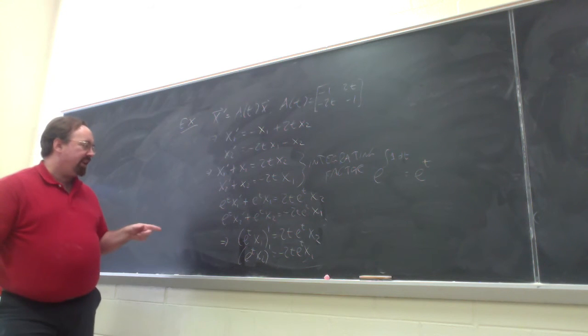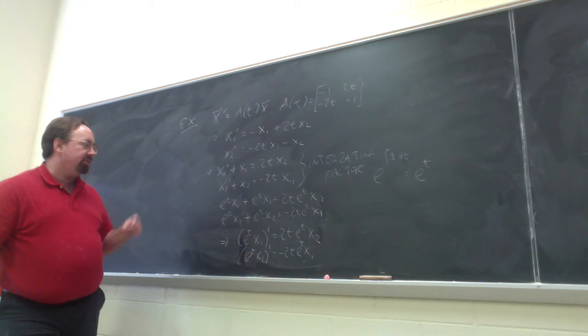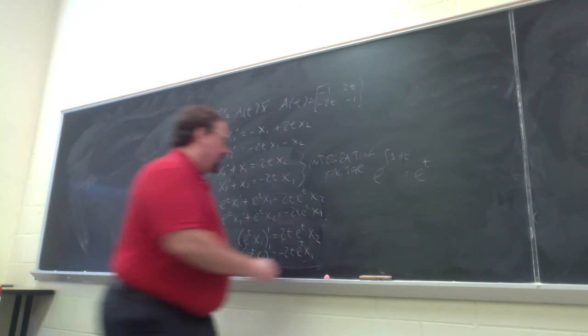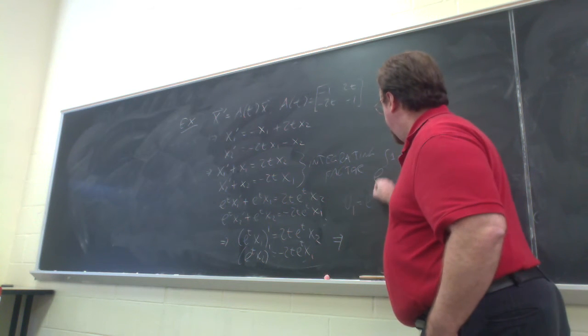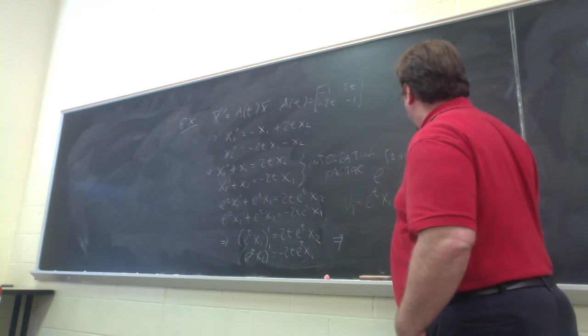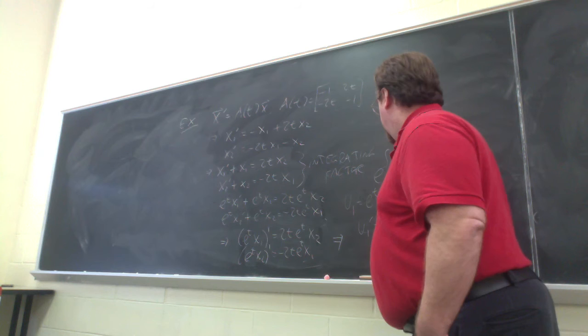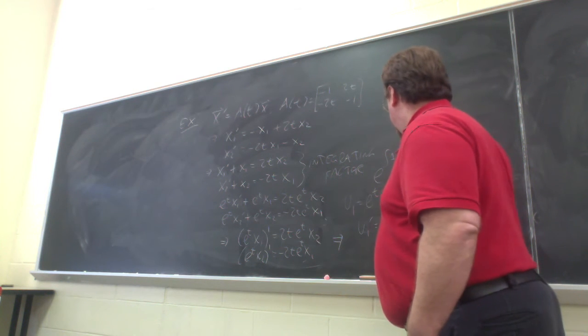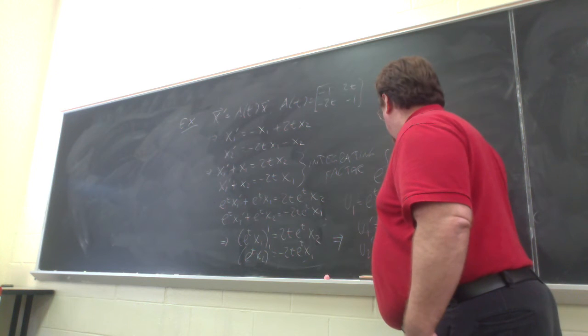So now notice that the only time you see an x1 in here is with an e to the t, and the only time you see an x2 is with an e to the t. So I'm going to introduce new variables. I'm going to let u1 be e to the t x1, and u2 be e to the t x2. So in that case, the system simplifies to u1 prime is 2t u2, and u2 prime is minus 2t u1.